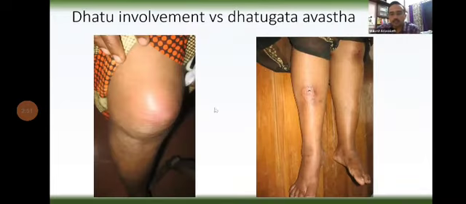Again, the same thing I am telling. Here the Meda dhatu is involved and we gave the simple treatment. But in this case, the dhatu gadavastha was there. So repeated shodhana measures and rasayana measures were needed to correct this patient. I hope the concept is clear.